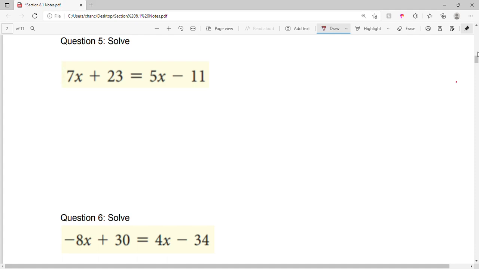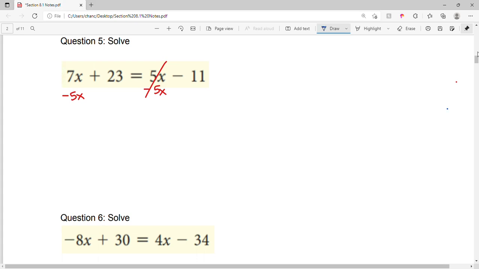Let's begin question 5. Again, I want to get these x values on one side of the equation. So to do that, I'm going to subtract 5x to both sides. Now, does it matter if you subtract 7x to both sides? No, it does not. You can do that and still solve for x. But I typically want my x coefficient, the number in front of the x, to be a positive number, so I prefer to subtract 5x to both sides.